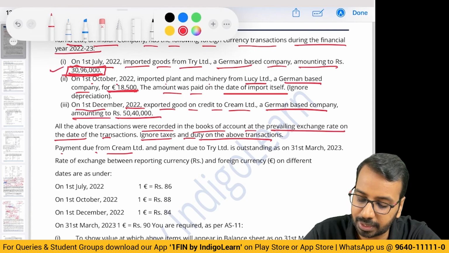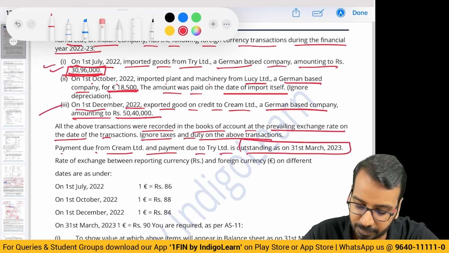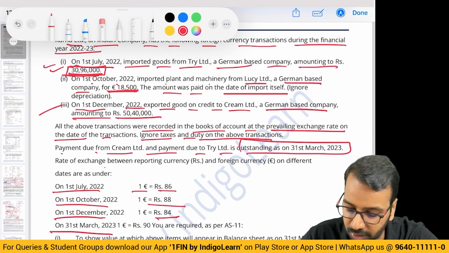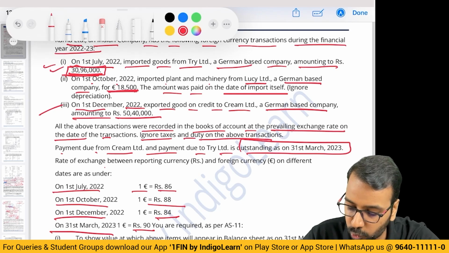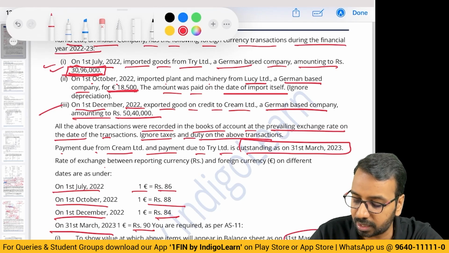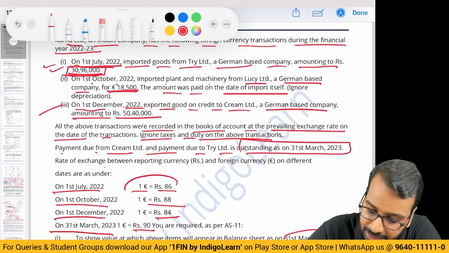Payment due from Cream Limited and payment due to Tri Limited is outstanding, means both these amounts are outstanding. Rate of exchange is on 1st of July, 1 euro is 86, 1st of October 88, 1st of December 84, 31st of March 90. To show the value at which the above items will appear in the balance sheet as on 31st of March, and to calculate the amount of gain or loss in each transaction on account of exchange difference. Now, 1st of July 22, rate is 86.